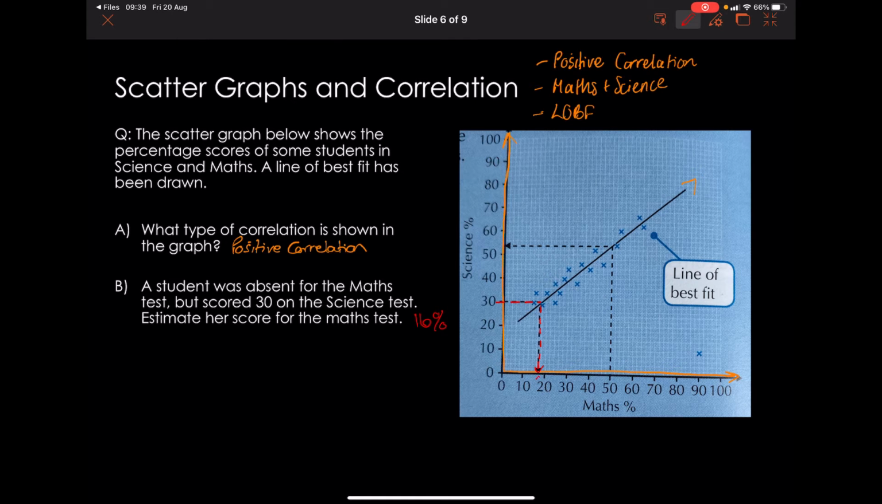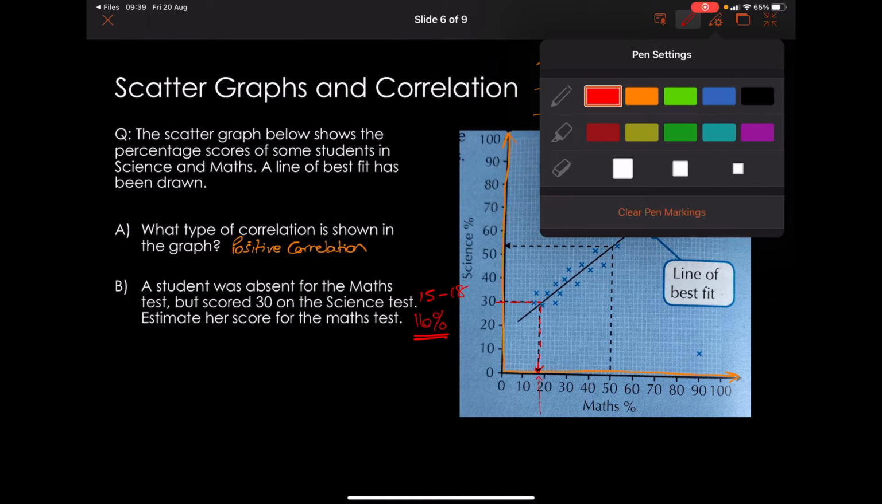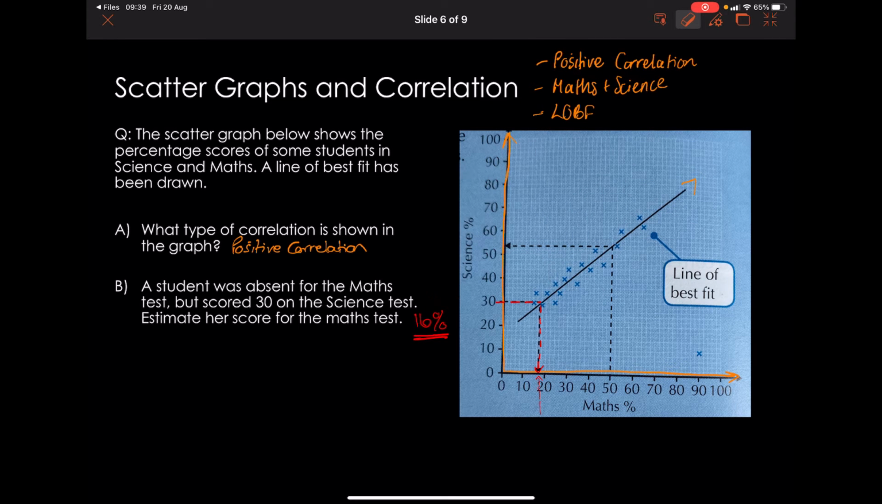So not very high. It could be 18. But it looks a little bit, I'm not sure, maybe 16. Also, you will be allowed to have a range of answers, so it might be between 15 and 18. So don't panic if you put 17. They will let you have a bit of leeway because of the estimation aspect.